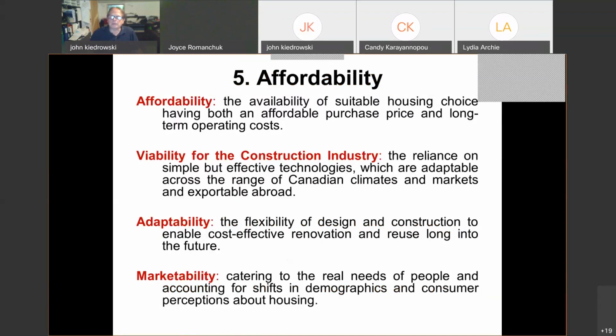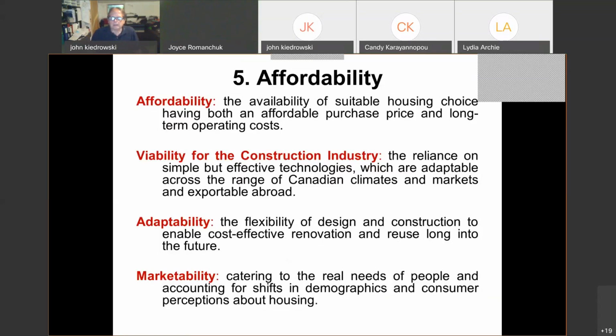Viability for the construction industry, reliance on simple technologies. Again, not all things that we get in Canada are suitable for Canadian climates. As an example, heat pumps were really good in the south of the US, but until more recent times, heat pumps were questionable for use in, let's say, northern climates. Now, those are being addressed by the industry itself by trying to make things more suitable for those climates. Adaptability. Again, is the way we build things really the best for your particular community or environment?